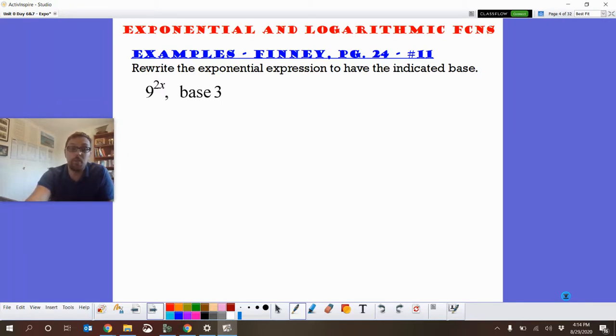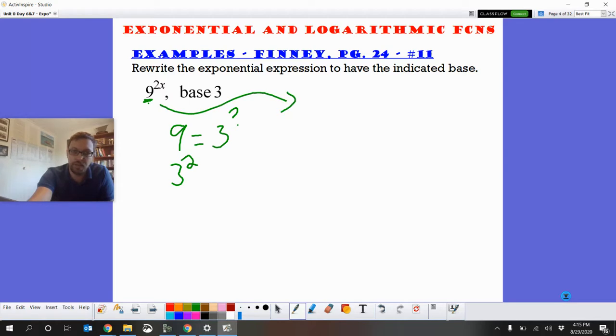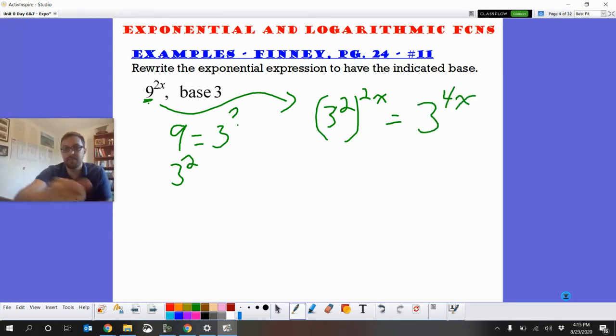So what we want to do is rewrite this one to have a base of 3. So instead of a 9 there, we want to make it a 3. So we want to say, okay, 9, you are 3 to the what? Hint, hint, this is kind of what logarithms do. Well, 9 could be 3 squared. So this 9 to the 2x, we're going to make it a 3 squared instead of that 9. And then we have 2x. We want to multiply those exponents together so we get 3 to the 4x. Huzzah! We did it.